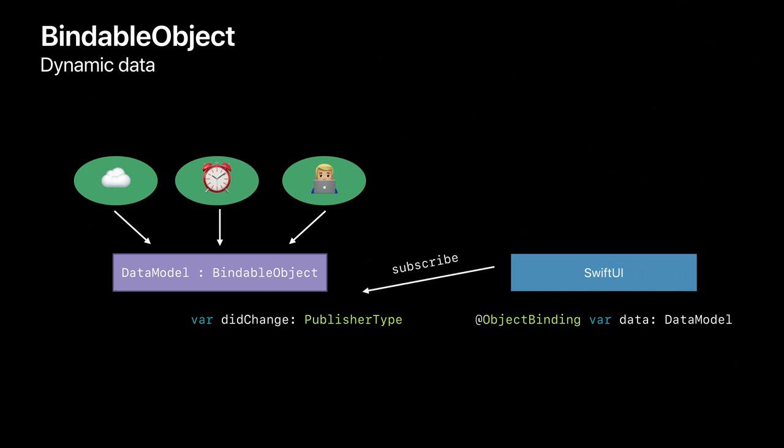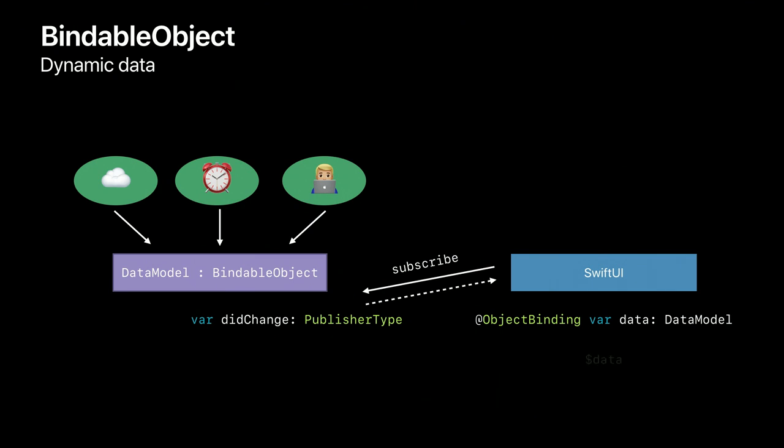and then it knows that it can subscribe to it for this view. And now whenever your data changes, the didChange publisher will emit to all of its subscribers that something in the data has changed. And of course, one of those subscribers is SwiftUI. And now SwiftUI automatically knows which views were referencing your data model and need to be updated.